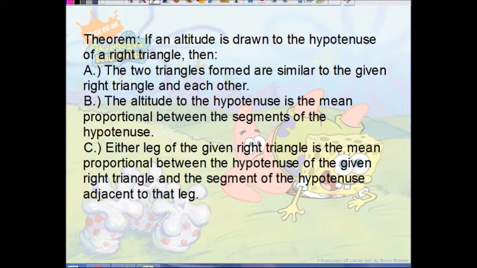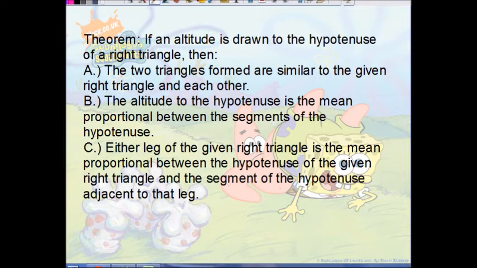So this next slide is going to be a lot of writing, and this is actually what our theorem says. You might want to press pause and copy this down before I start talking. So here's what our theorem says. If an altitude is drawn to the hypotenuse of a right triangle, then the two triangles formed are similar to the given right triangle and to each other. That was the first thing that we proved. We proved that all those triangles were similar by angle, and linked together by the transitive property.